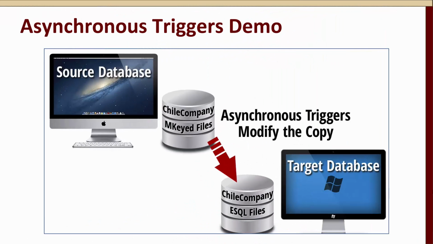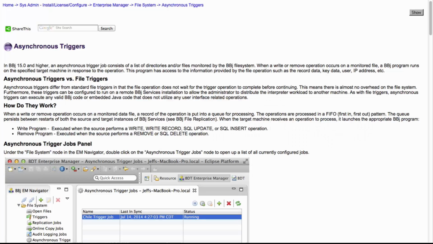What better way to see asynchronous triggers in action than just to demonstrate it? In our case here, we're going to convert an mkeyed file into an ESQL file in near real time by leveraging the asynchronous trigger functionality. Asynchronous triggers can be thought of as the combination of database replication and triggers, meaning that we can replicate data to remote machines, but without the stipulation that the remote copies have to be identical to the source. This means that we're allowed to transform the data so that the target can be a different file type and even a different number of columns and keys.